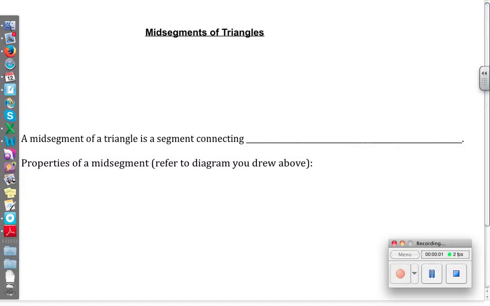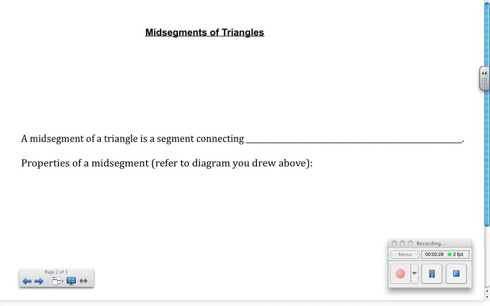In this chapter, we're going to start the chapter off by talking about the various different special segments that exist within a triangle. We're starting off with a mid-segment of a triangle. And the way that I want to start it off is by drawing for you the mid-segment of a triangle, and then you realizing what would be the definition of it.